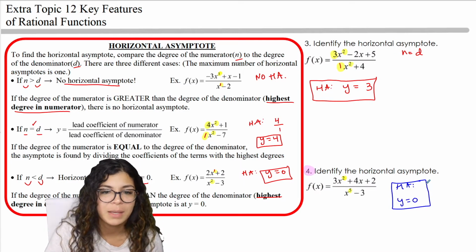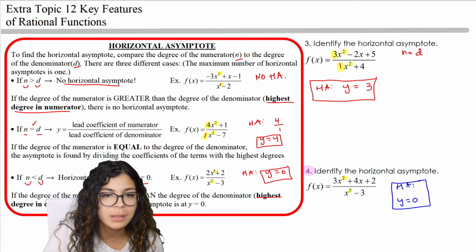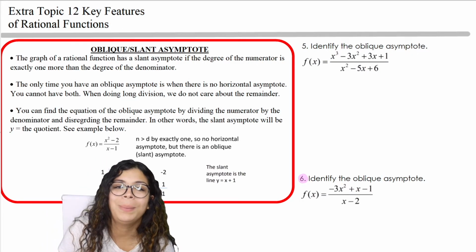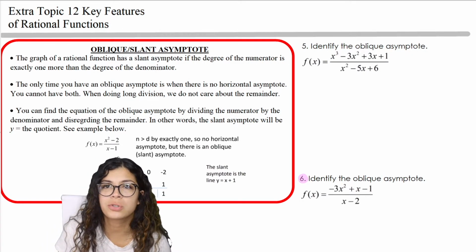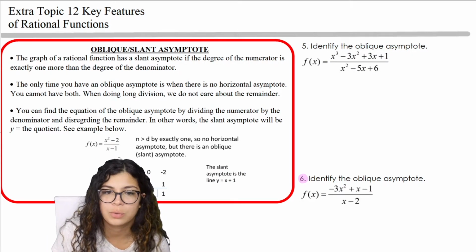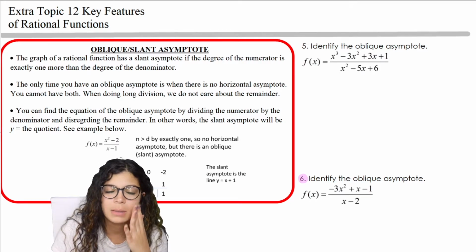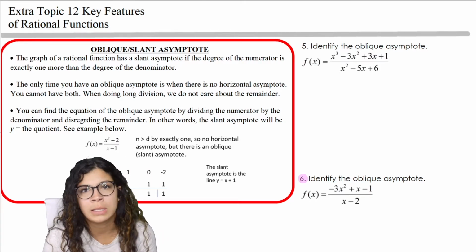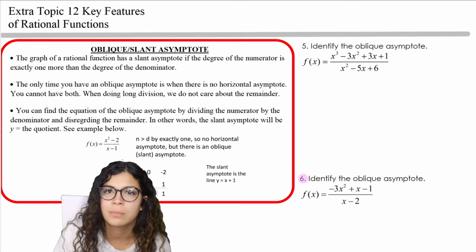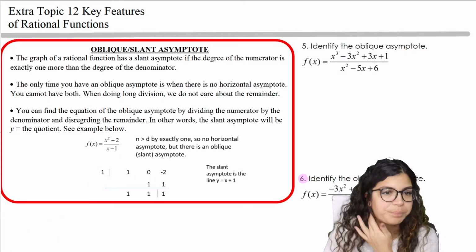All right, and moving right along, now let's talk about oblique, or what's also called slant asymptote. So both of those are the same. Sometimes they call it oblique, sometimes they call it slant. It's like saying big and large. They're the same thing, okay?